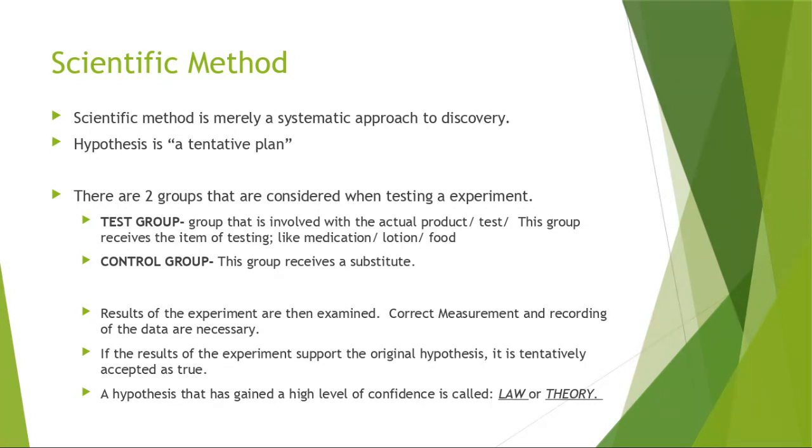So there's two groups that are considered when we are testing an experiment, two very important groups. You have a test group and you have a control group. So your test group is the one that's involved with the actual product, the test, the specimen. This group receives items from testing. If it's a medication, they may get the medication or a lotion, or they may receive a food. If it's the control group, then this group receives a substitute, or a placebo, if you will.